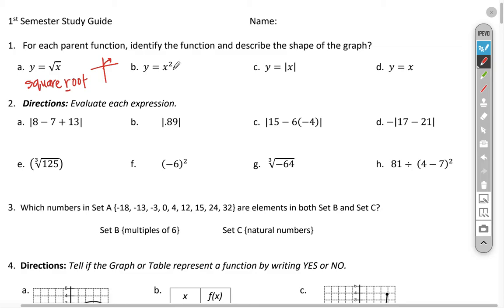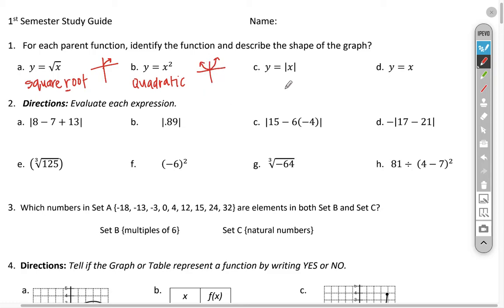Then we have y equals x squared. This exponent means that we have a quadratic. All right, and if we do a quadratic on a graph, we're going to get a parabola, so a U shape.